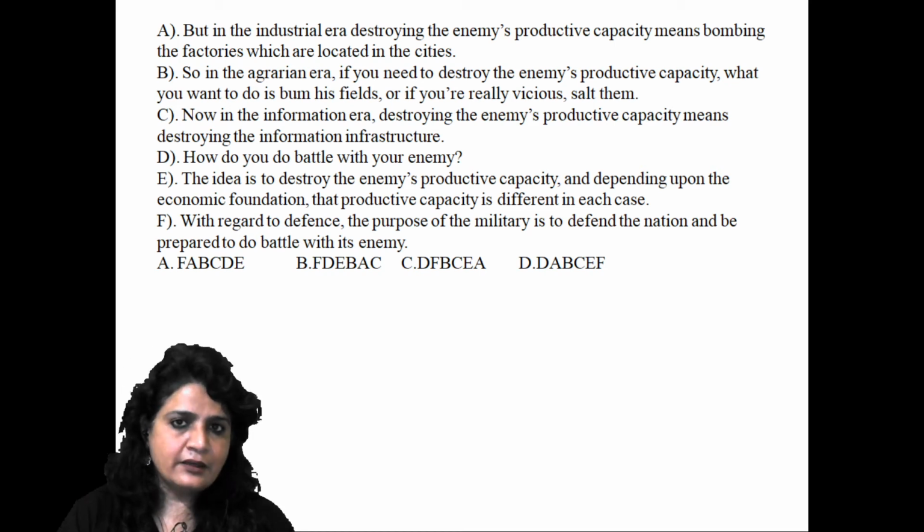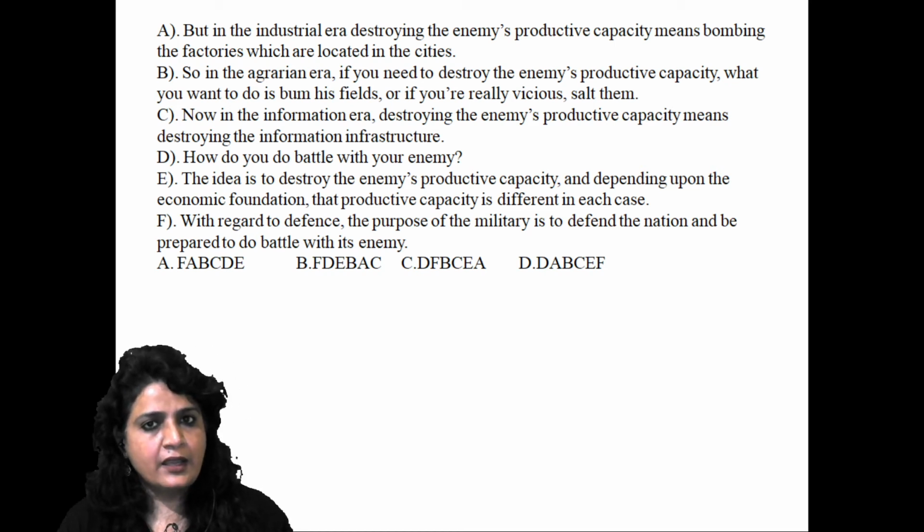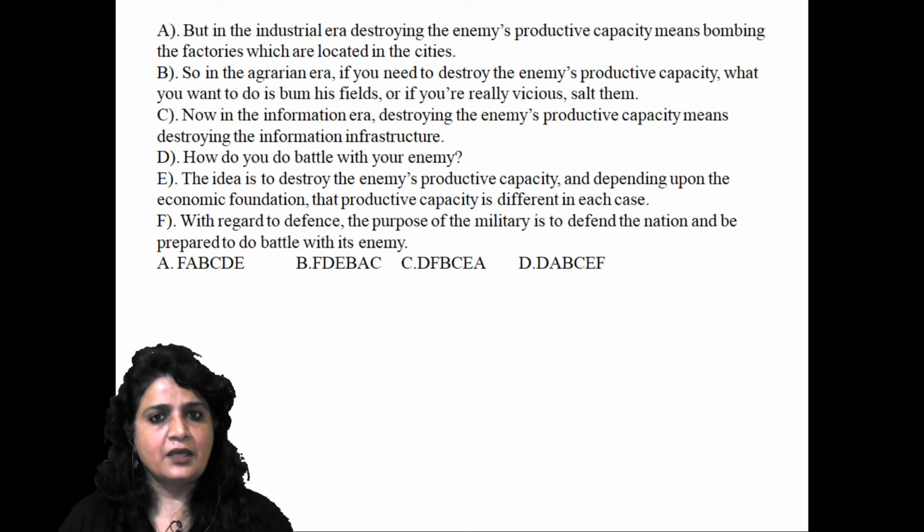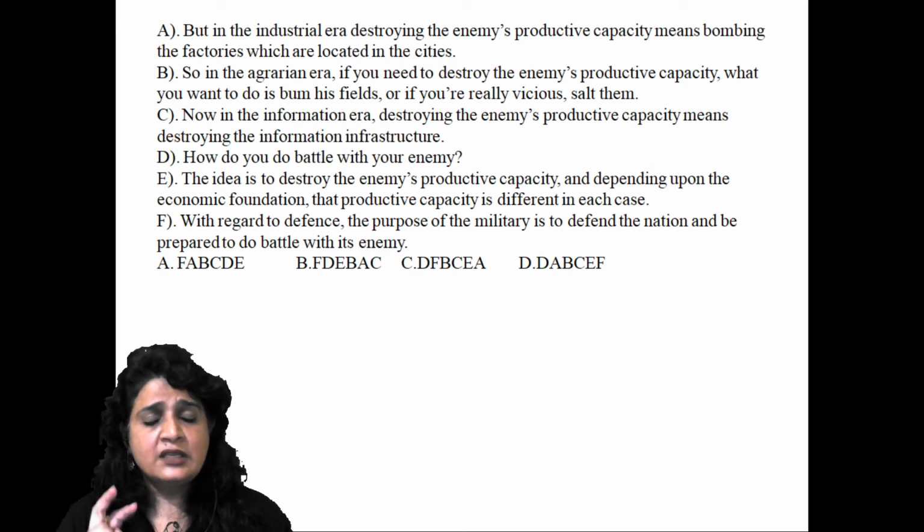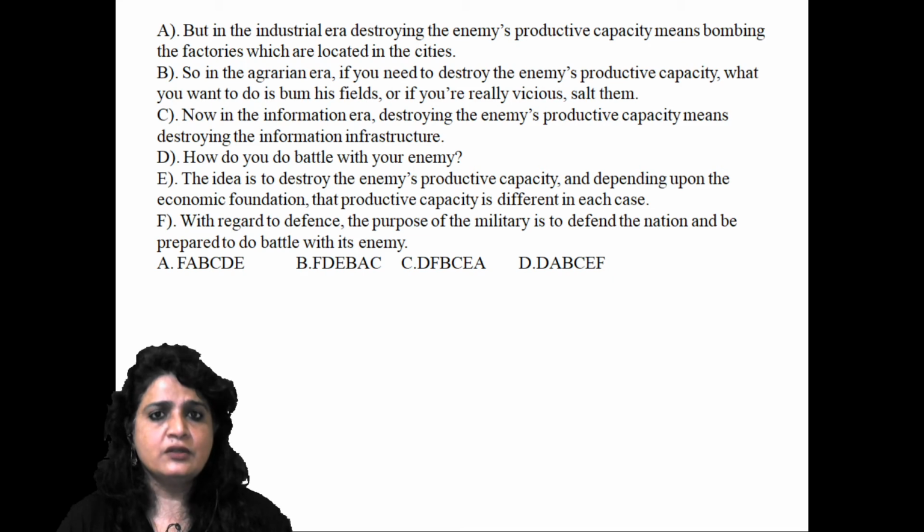अग्रेरियन एरा में आप ऐसा करते थे, इंडस्ट्रियल एरा में आपने ये किया, एंड अब इंफॉर्मेशन एरा में आप ये कर रहे हैं. This is how these three details are answering this question of how you decimate the productive capacity of your enemy. All right.